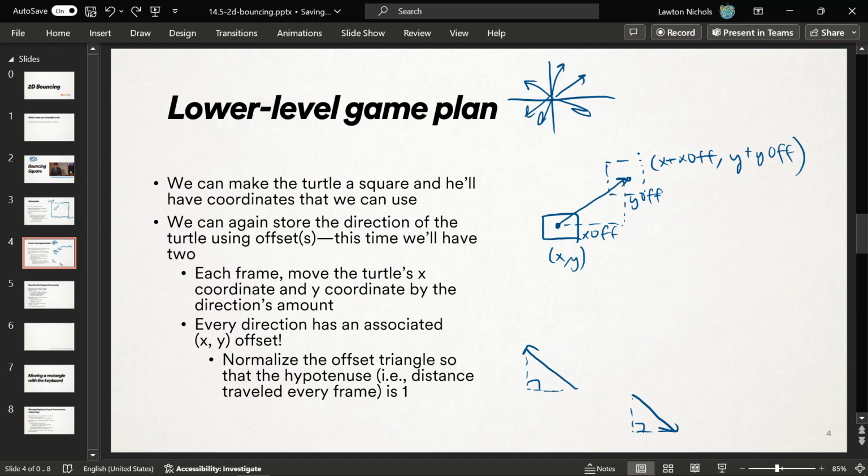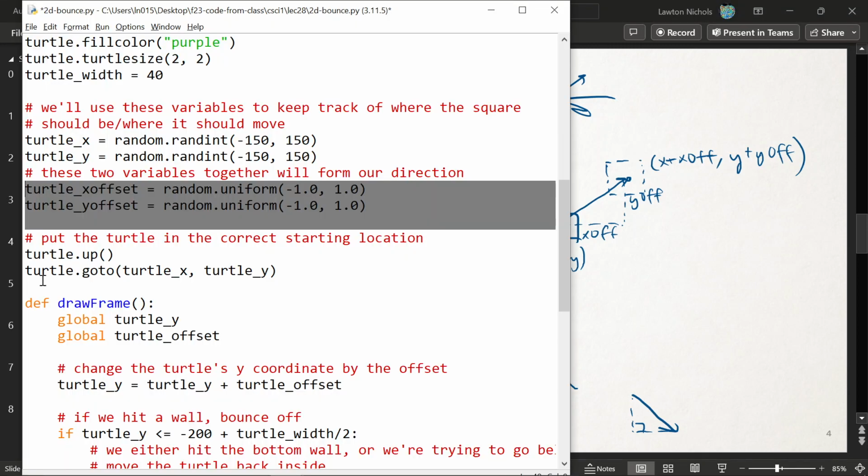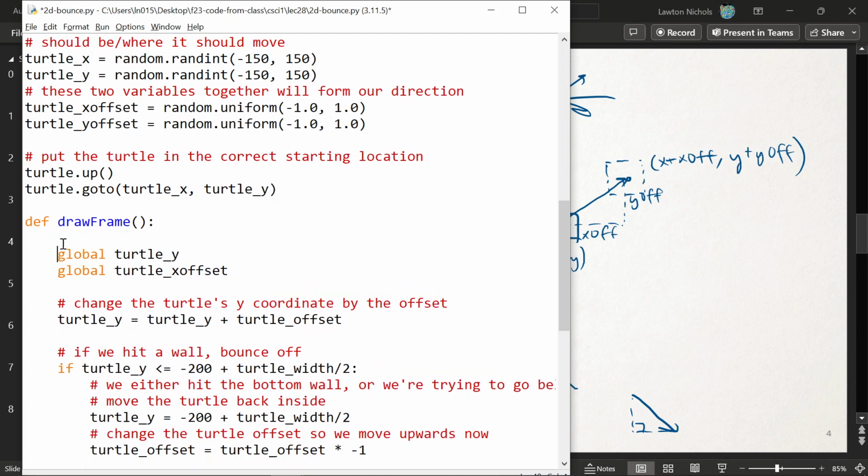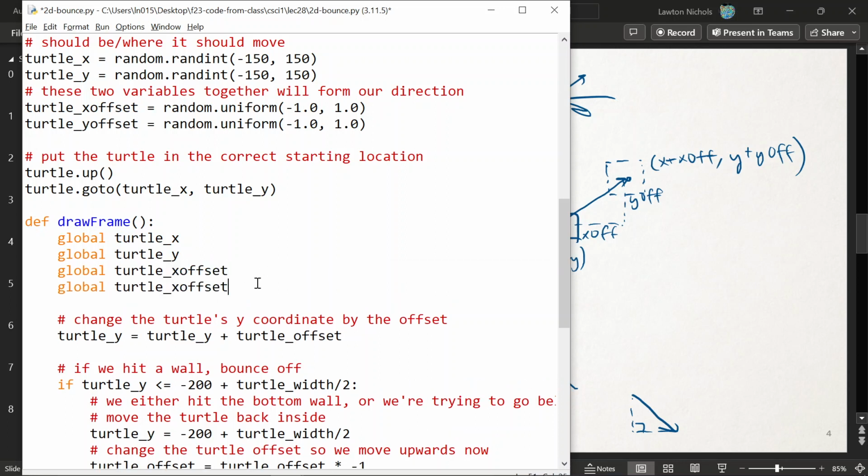So let's do that. I don't want to do this. Let's do this. So I'm going to mess with x offsets and y offsets. I'm going to change them eventually, so I'll make them global here, just so that I'm able to change them later. Because we're going to mess with a turtle x and turtle y for sure, and then the bouncing off the walls is going to deal with the offsets as well. So we'll mess with that soon.